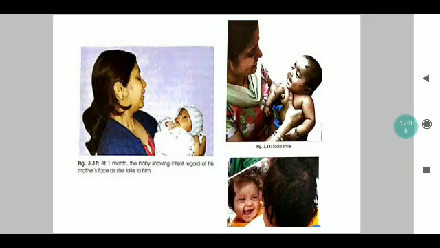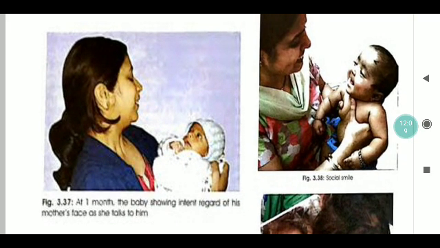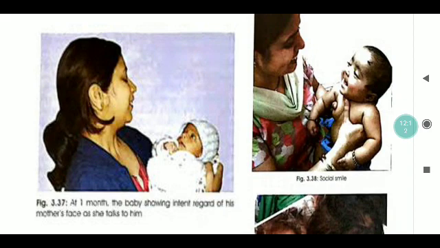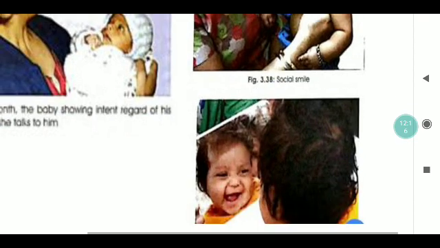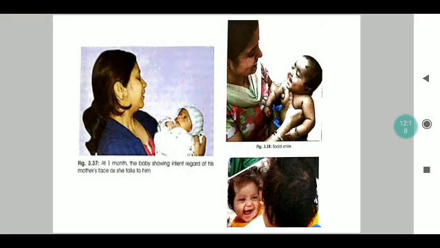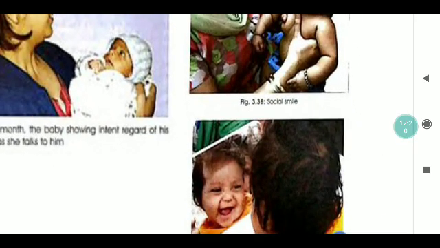So the first image, what you can see is recognition of the mother by the 1st month, showing intent regard at the mother's face as she is talking to the child. The 2nd image shows a social smile. And as you can see, similarly in the 3rd image as well.